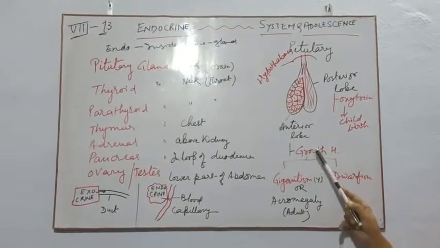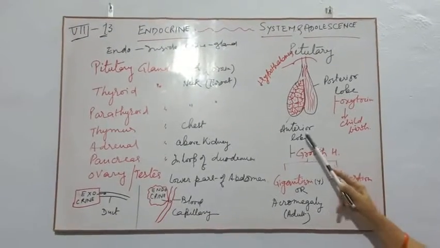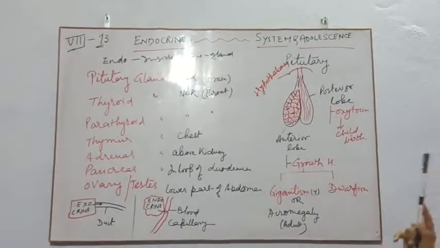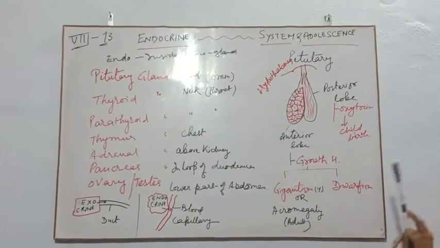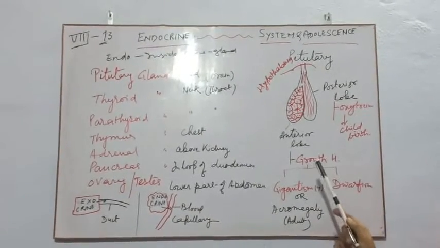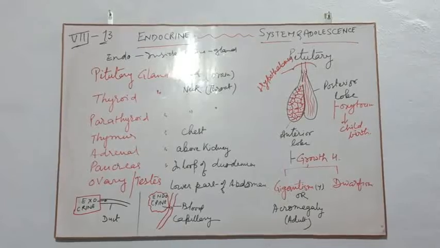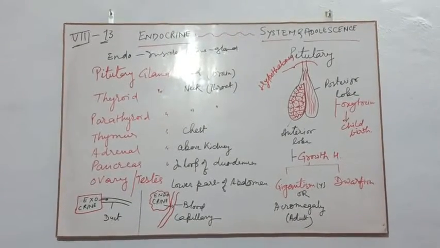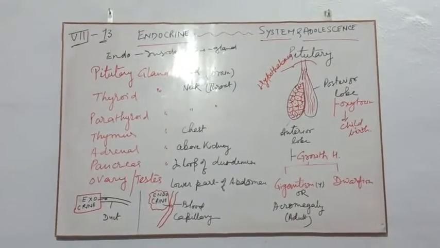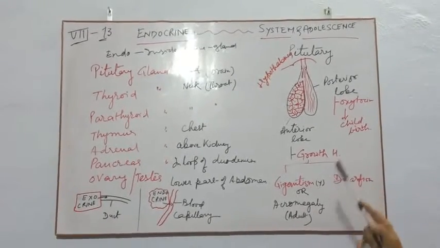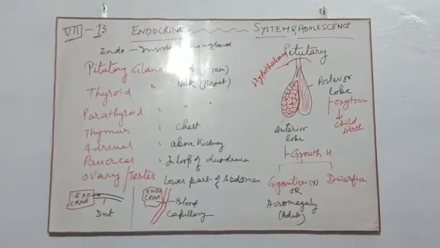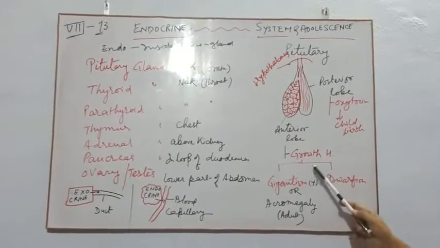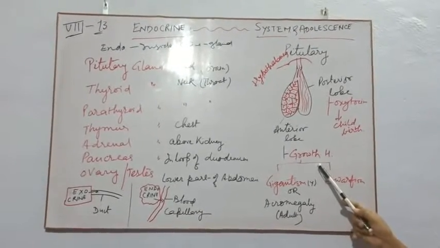So the anterior lobe has growth hormone. One name you have to learn: growth hormone. As the name suggests, growth means development. So this hormone is related to the growth of the body. Growth of the body means bones, muscles and size of the body, everything depends on the growth hormone.